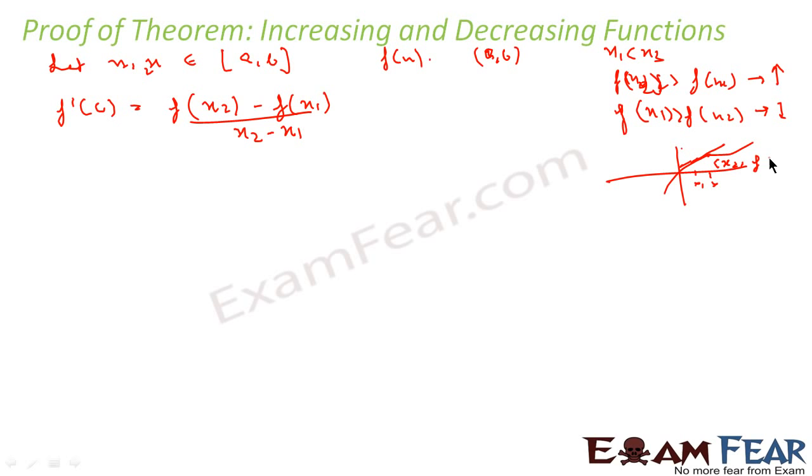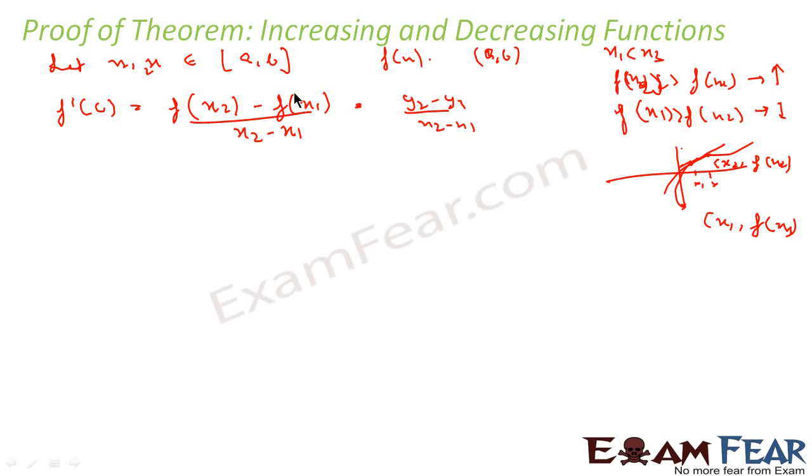it is nothing but x2 comma f of x2, correct? And this point is nothing but, I write here, x1 comma f of x1, correct? So this is nothing but y2 minus y1 by x2 minus x1, because this is the slope. So the slope of this line is nothing but f dash c, and that is nothing but y2 minus y1 by x2 minus x1. y2 and y1 is nothing but f of x2 and f of x1. So this is what I get.